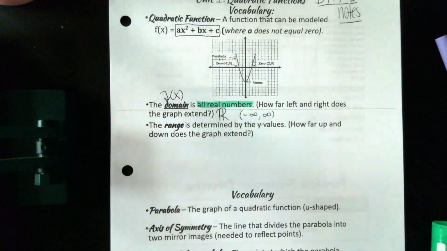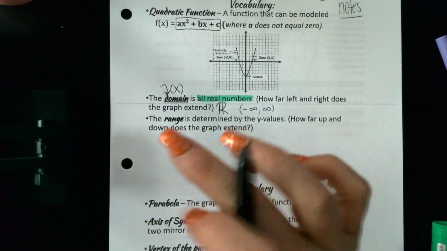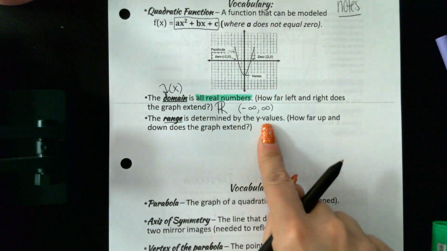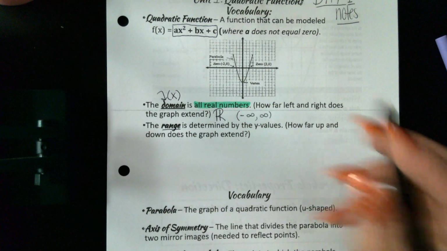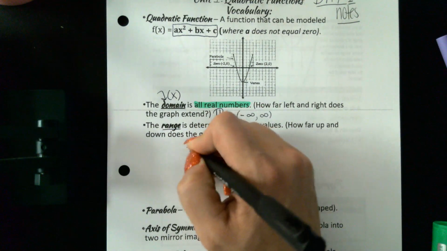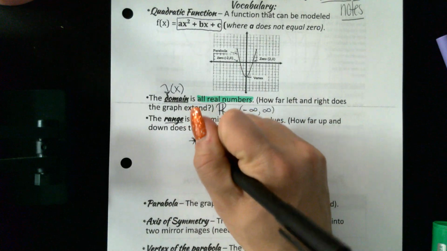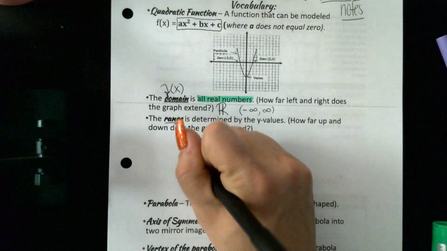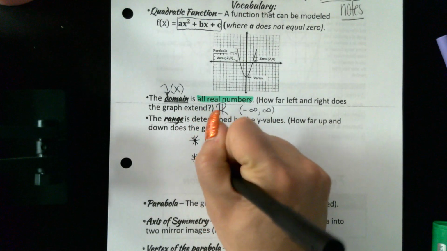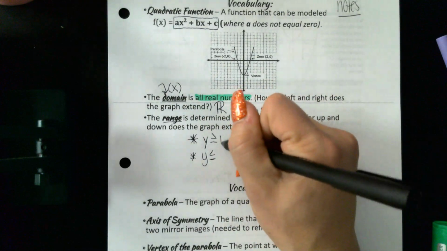And then your range, since domain is based on your x values, your range is always determined by the y values. So we're allowed to plug in anything we want for x, but that is not true about y because y is the output. So your range is going to have two options. You are going to write y is greater than or equal to, or you're going to have y is less than or equal to. And then there will be some number over here, and I'll tell you later how to figure out what that number is.